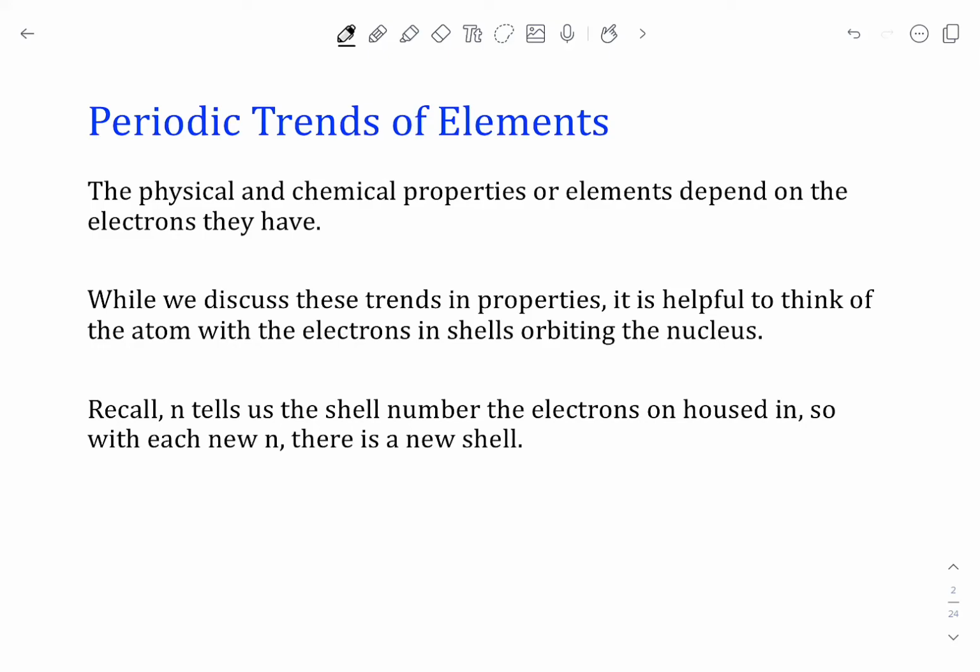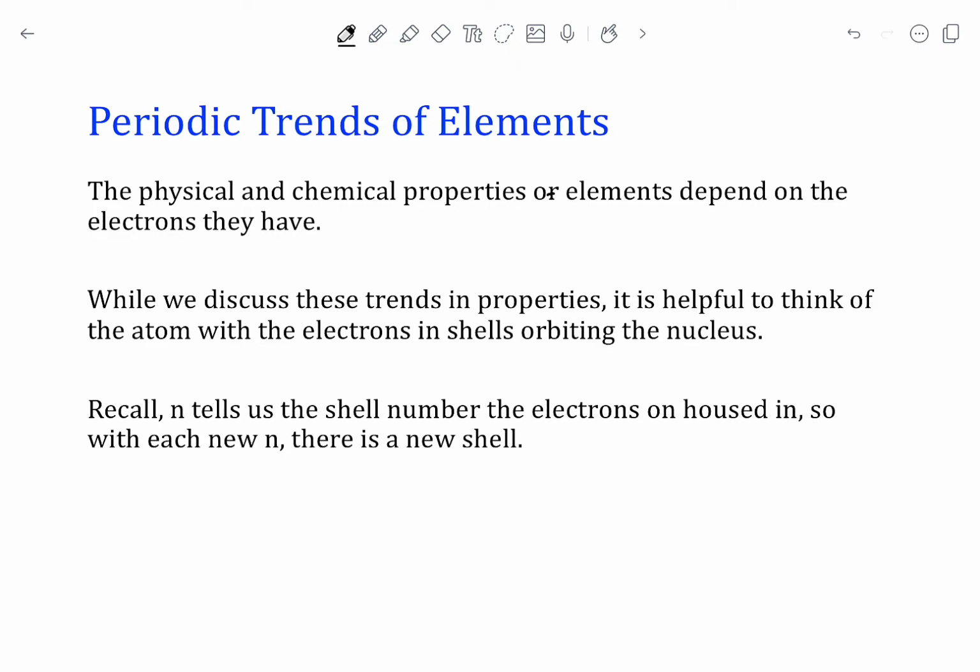So let's start talking about those periodic trends. The chemical and physical properties of elements depend on the electrons that they have, which is what we talked about in our previous lesson, how the periodic table was set up based off of the atomic number and the electron configurations that the elements had, and how we saw that law of octaves, or 8, where there were similar properties in specific elements that varied by 8 electrons.